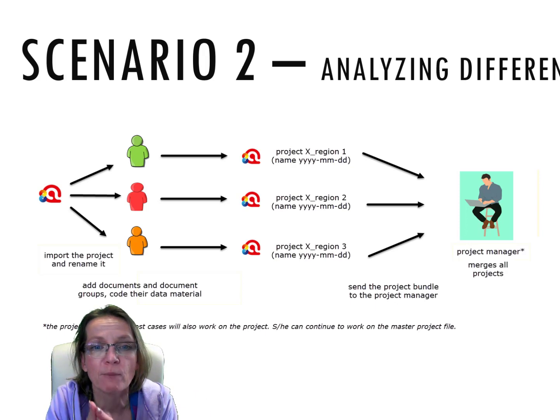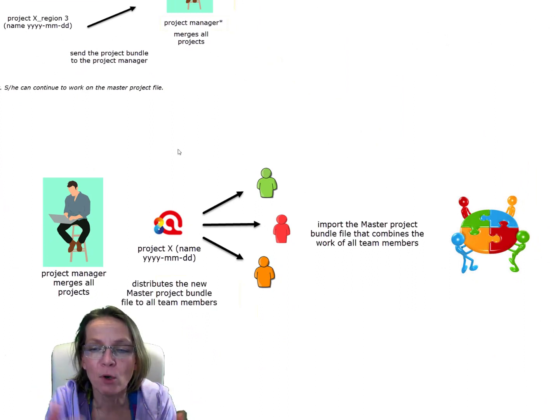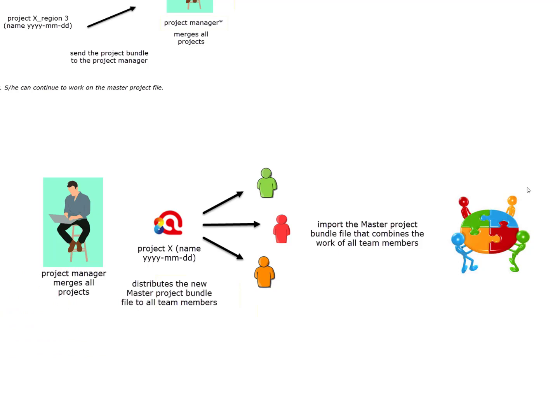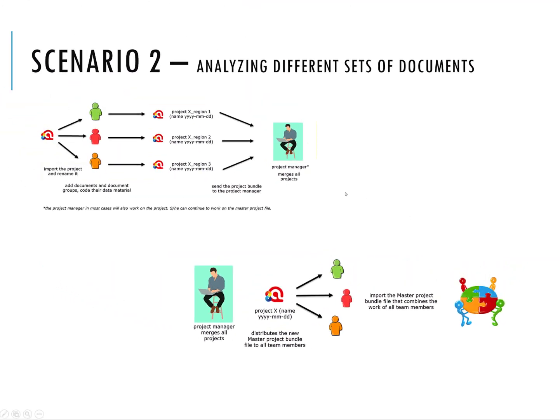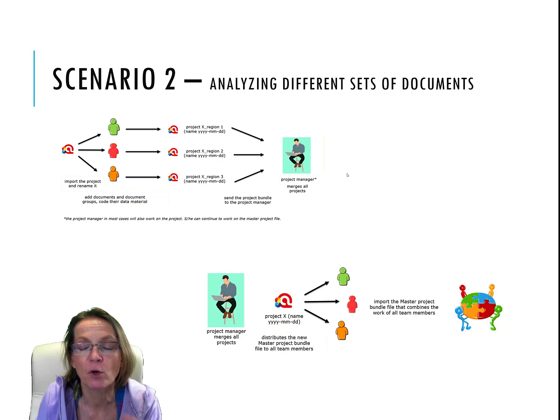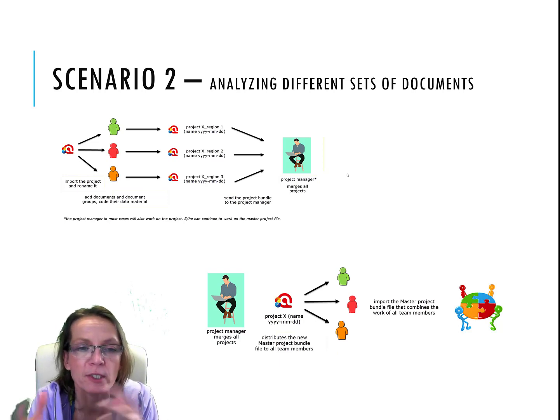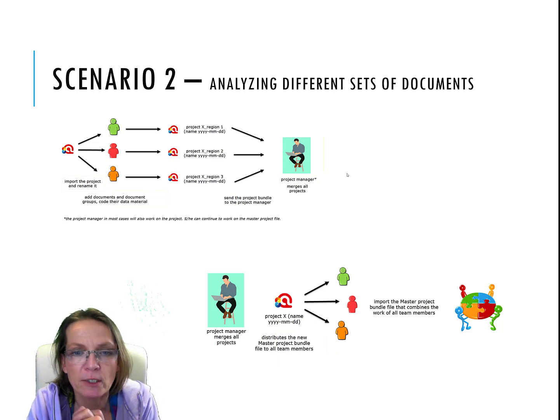And here the example is, they have data from different regions, so it makes sense to call the projects Project X Region 1, 2, and 3. And then also the project manager, of course, knows where these projects are coming from and can merge them together in the end, and you end up with a final master file that combines all the codings of the different documents. Of course, in all of these scenarios, the project administrator can also be part of the team, but one person in the team needs to take on that role of the project administrator. So maybe fulfilling two roles, team member and project administrator.